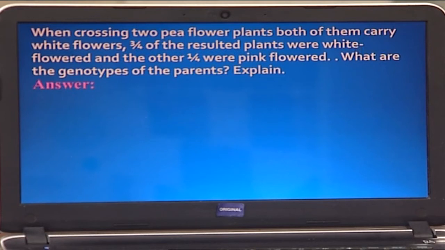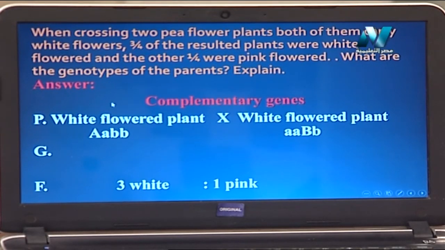My dear students, remember that this case is complementary genes. To produce the color of the flowers in complementary genes, in this case the pea flower plants, the color appears only when there is a dominant gene from each pair, and this is controlled by 2 pairs of genes, as you know. To produce the pink color in the flowers, there must be 1 dominant gene from each pair, and the 2 pairs are A and B. So there must be capital A and in the same individual capital B to produce the color.